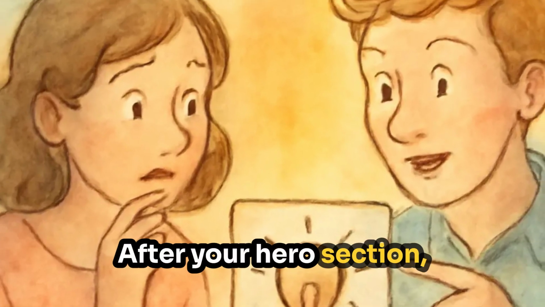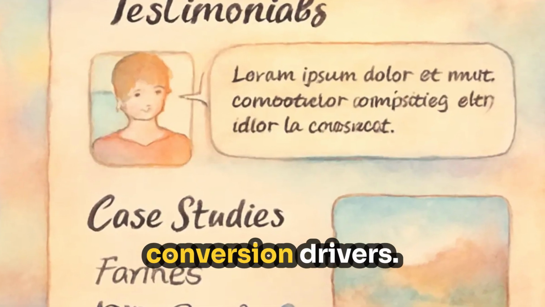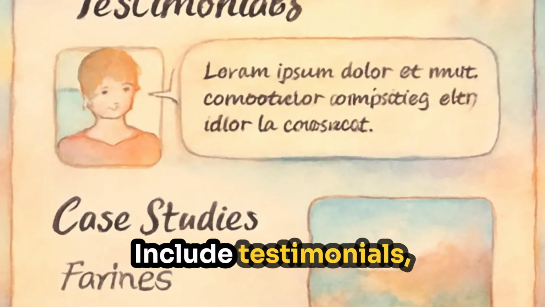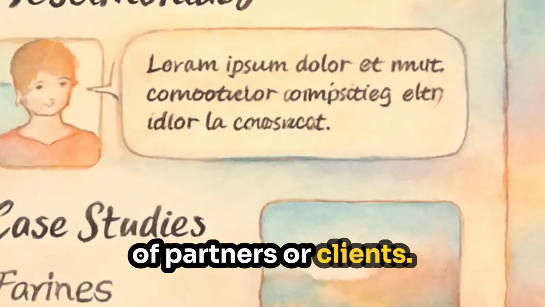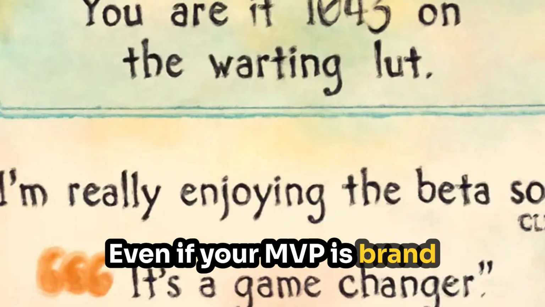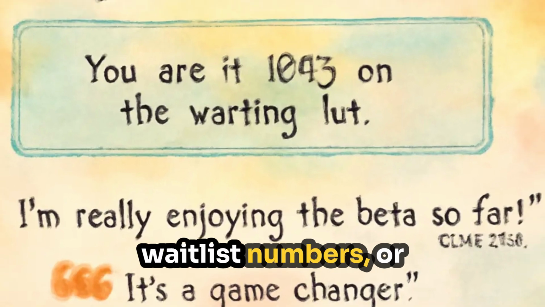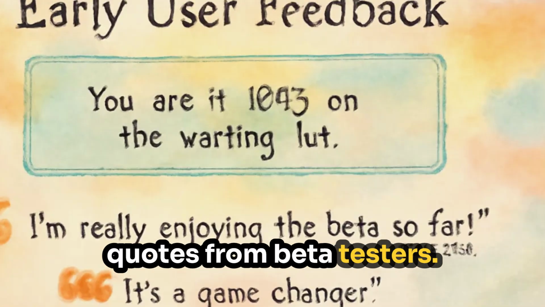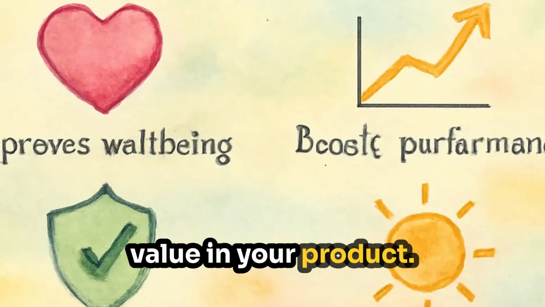After your hero section, build trust. Social proof is one of the most powerful conversion drivers. Include testimonials, case studies, or recognizable logos of partners or clients. Even if your MVP is brand new, you can share early user feedback, waitlist numbers, or quotes from beta testers. These signals reassure visitors that others find value in your product.